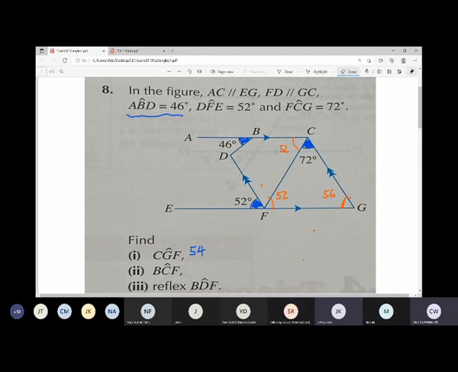Yeah, that parallel line, so? Angle DFE, BFC, right? BFC, alternate angle. No, how to say DFE is 52, is it? DFE, ACF. ACF, why is ACF 52? I keep asking you.